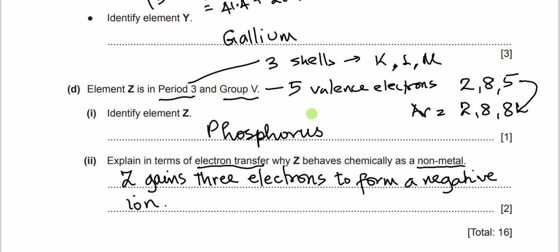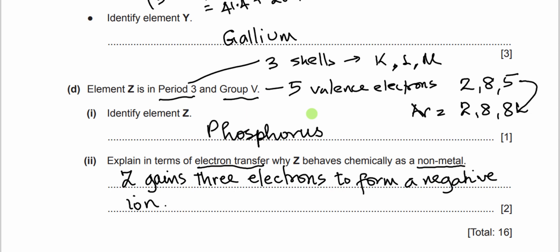Remember, they said electron transfer. It means that it is not in terms of sharing of electrons. Electron transfer means that there will be a complete transfer of electrons. It will either lose or gain. But since it's a non-metal, it's going to gain 3 electrons. So Z gains 3 electrons to form a negative ion.